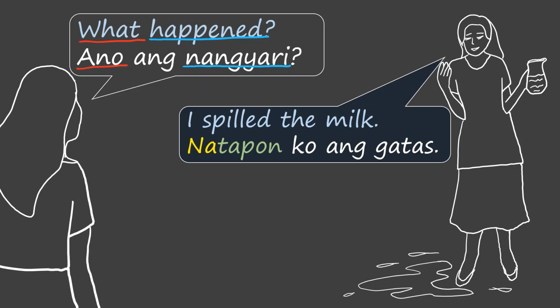I spilled the milk. Natapon ko ang gatas. I is not the equivalent of ko. Ko is actually me. The Filipino version reads like spilled me the milk, which is why we use ko, because ko is me. Spilled, natapon. The, ang. Milk, gatas.